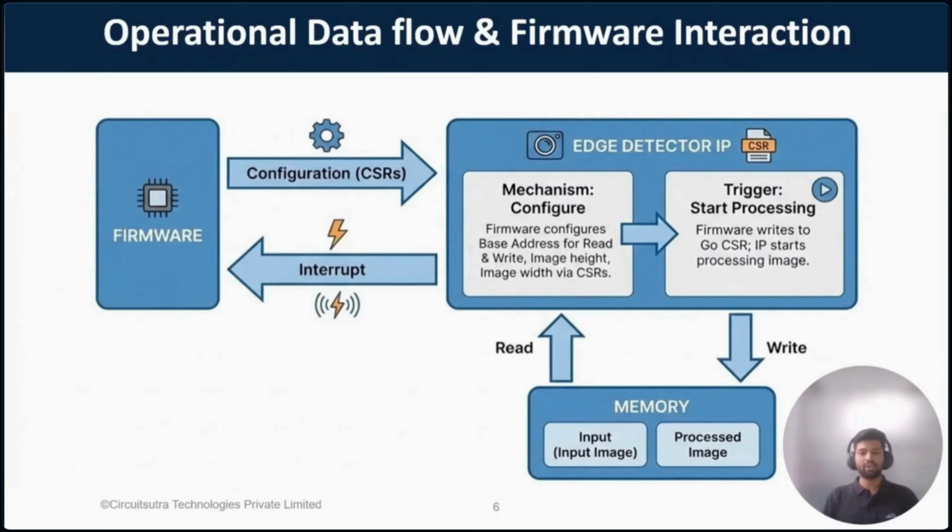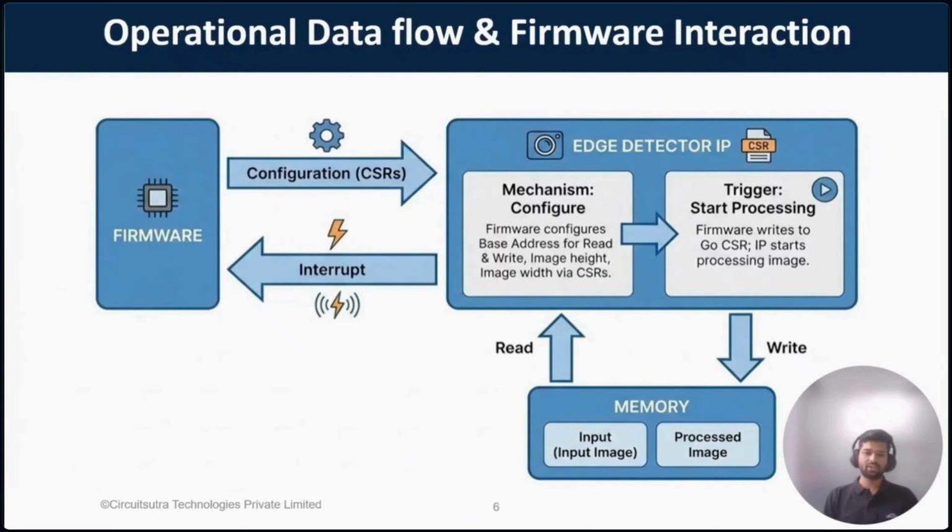That is, where to read the input grayscale image from and where to write the output data. Once the setup is complete, the firmware writes to the Go CSR, which triggers the IP to begin processing. Upon receiving this trigger, the IP autonomously reads the input image from the memory, performs the edge detection, and writes the process result, that is the magnitude and angle data for each pixel, back to the memory.